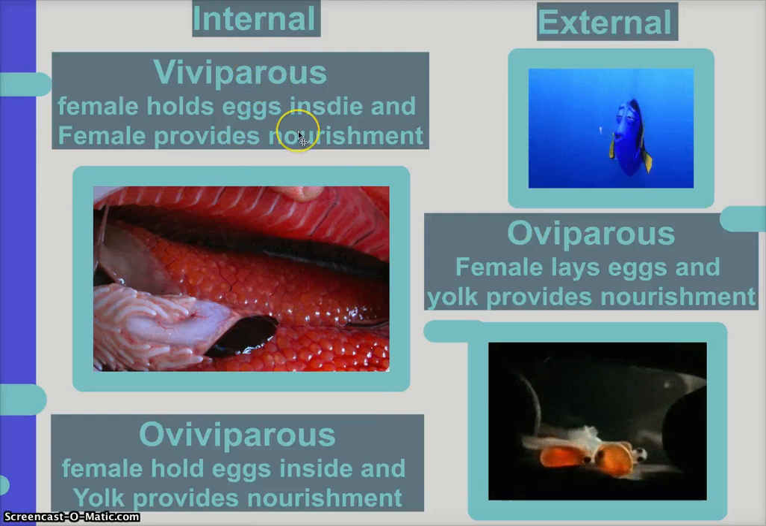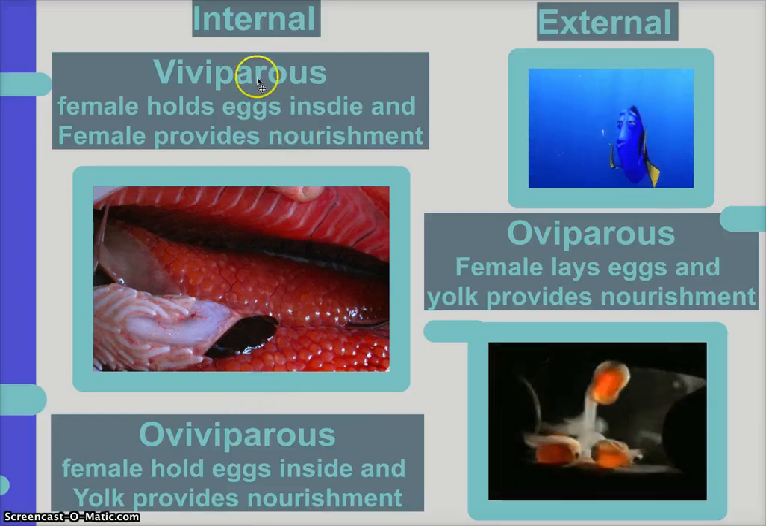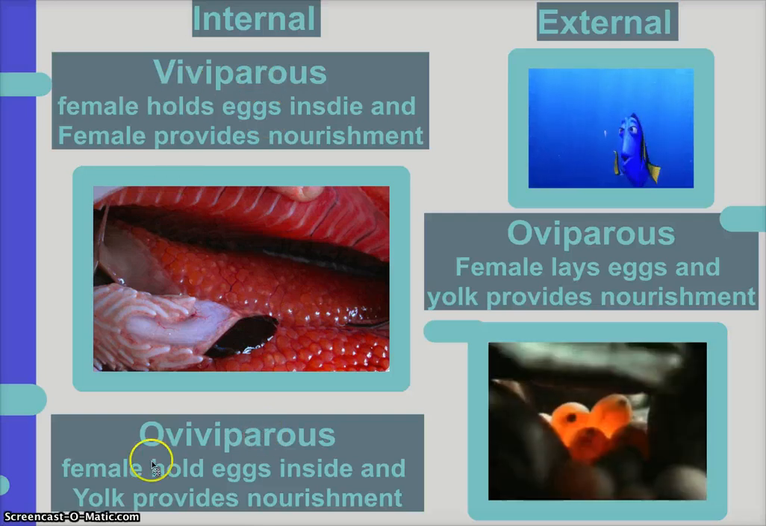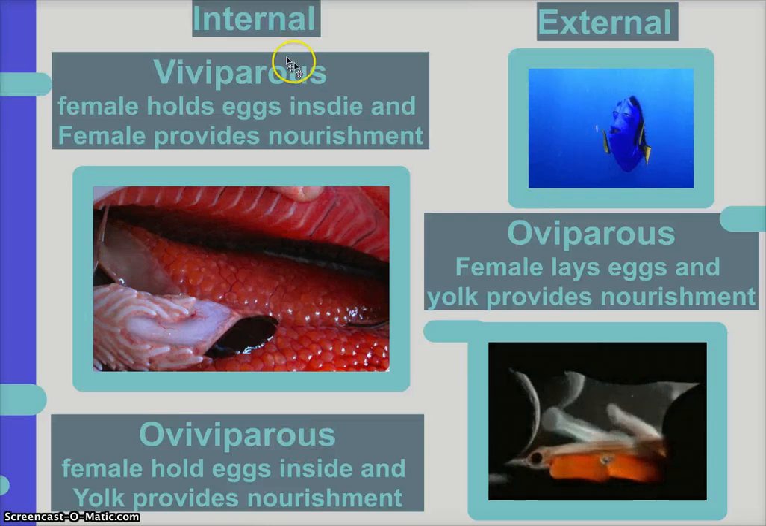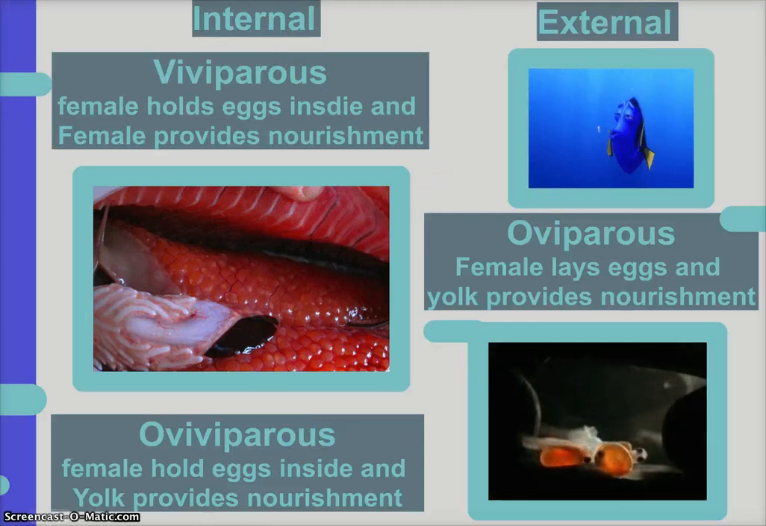So how do you remember this? You're going to remember O means yolk, and you're also going to remember that the internal words are the longer ones. So viviparous and ovoviviparous are the longest words, and those are internal. And oviparous is external, because you're going to have to know these for the test.